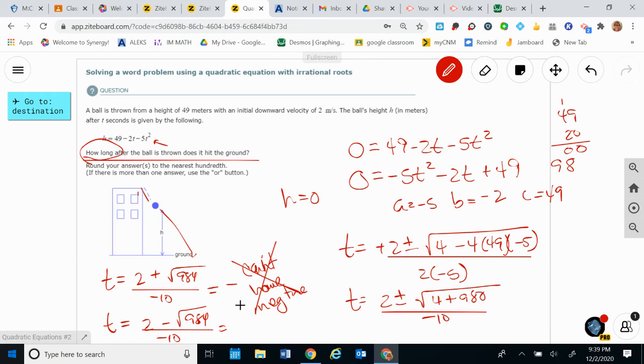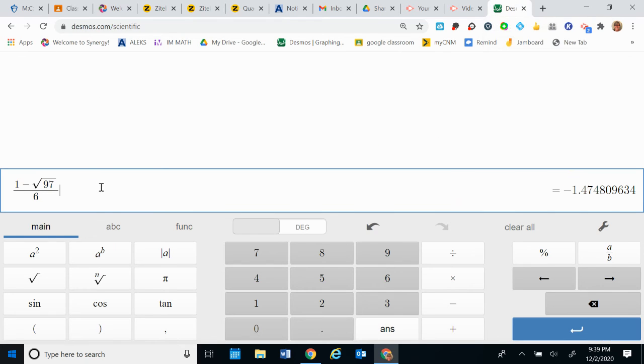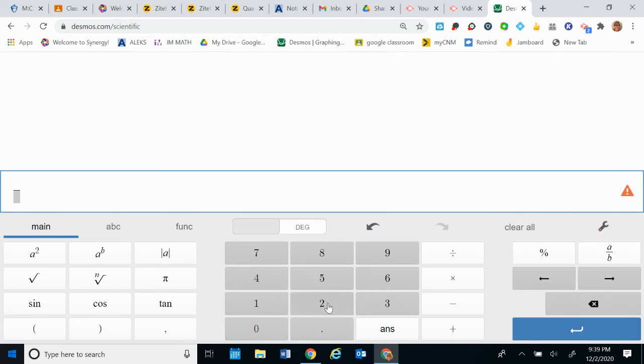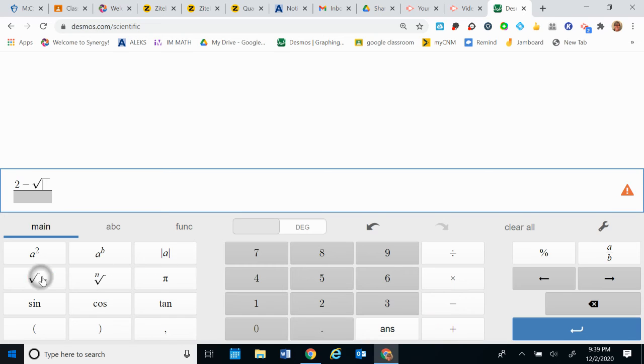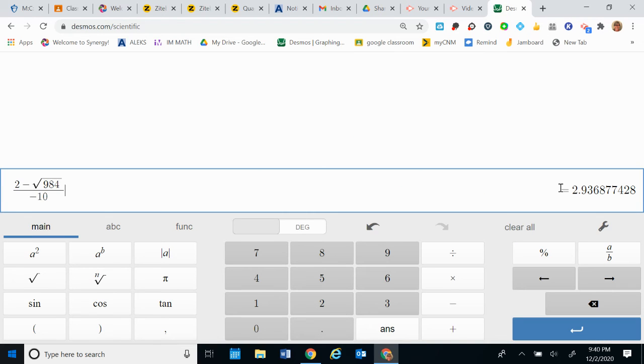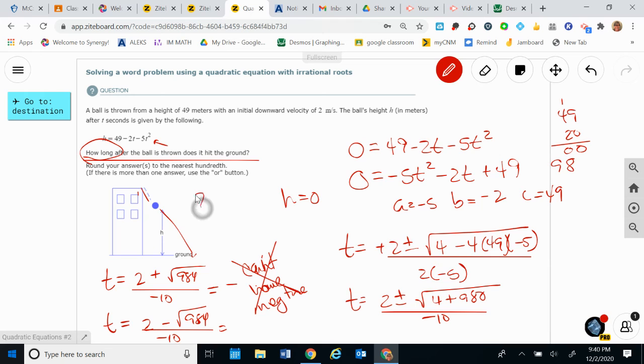-10. So now we go to Desmos. I'll go clear all, and we go 2 minus the square root of 984 divided by negative 10. 2.94. So I don't know what they want you to round it off to. It says round off to the nearest hundredth. Okay. So if we do that, it's 2.94 seconds. That's this one, 2.94. This one was negative something, and we don't care. It can't be negative.